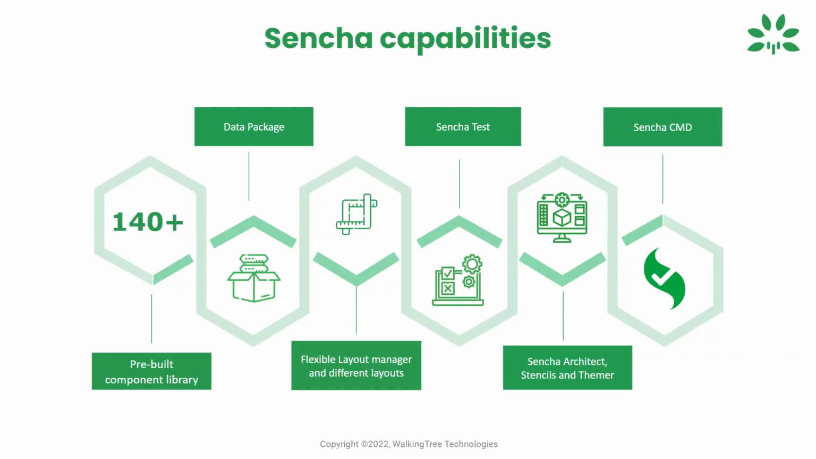And last but not least, Sencha CMD is a comprehensive tool which helps to package ExtJS libraries or build the applications, compile the code and deploy the code with as small a footprint of the overall application as possible. So these are all the overall capabilities of Sencha, which drive most enterprises to use Sencha as a framework for their enterprise applications.